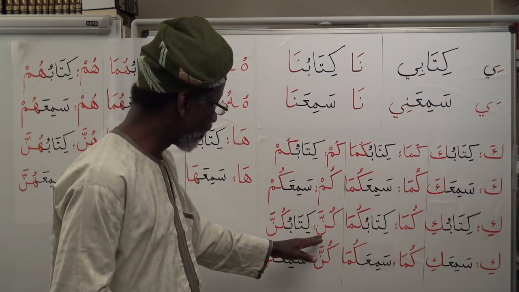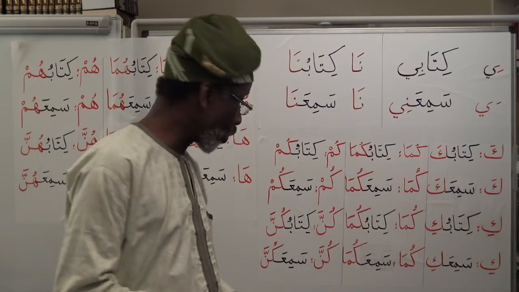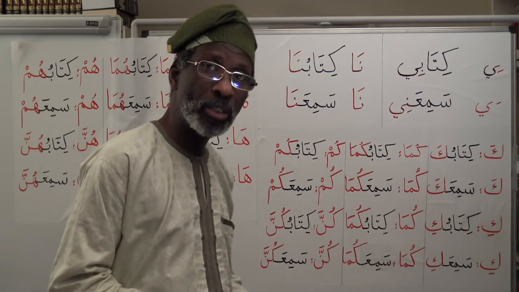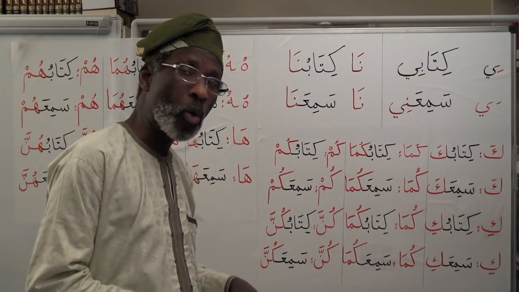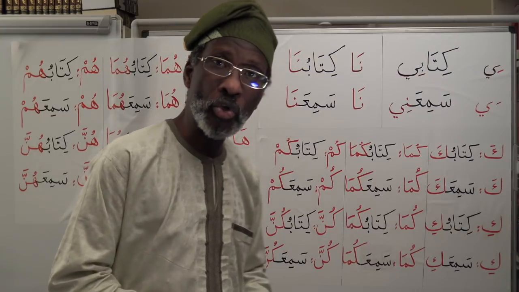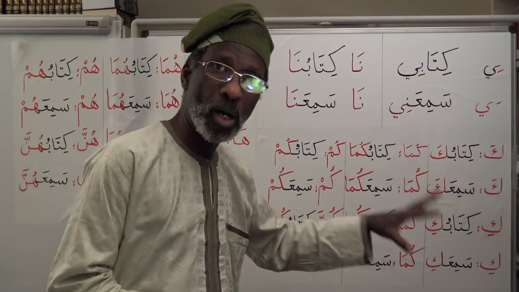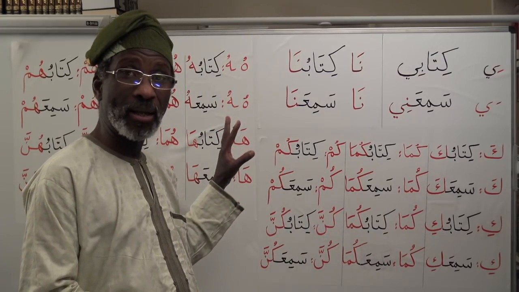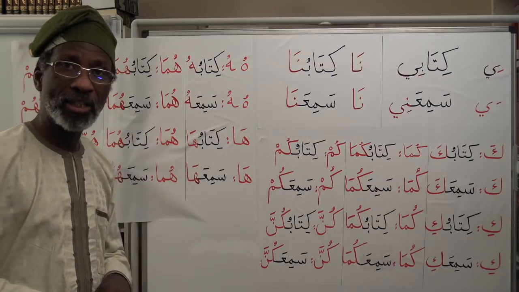So for feminine plural, kunna will be the ending. Kitabukunna, your book. Sami'a, and then you write kunna. Sami'akunna, he heard you. Now, we've done the al-mutakallim and al-mukhatab. Now we're going to look at al-ghaib. Now we're going to look at the third person, and it's hu.